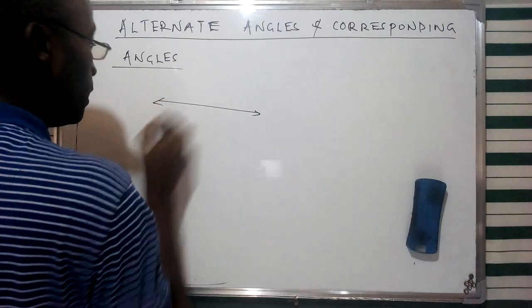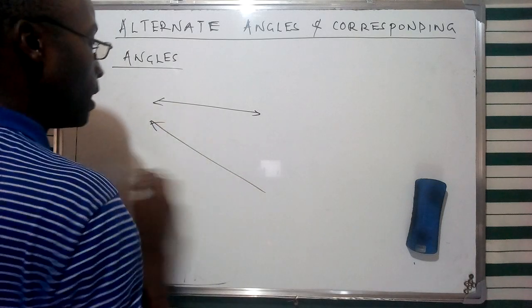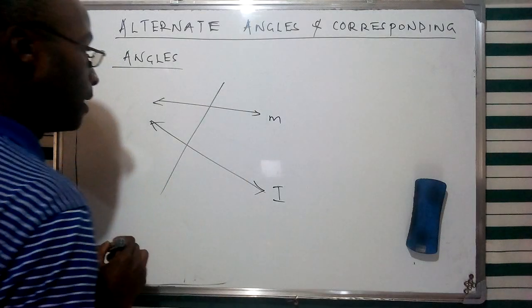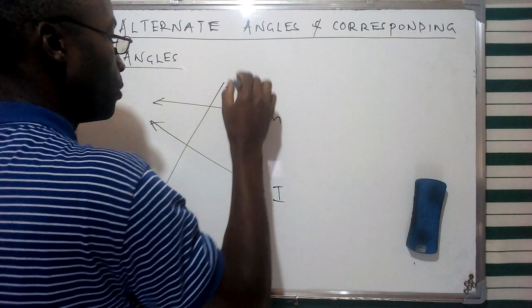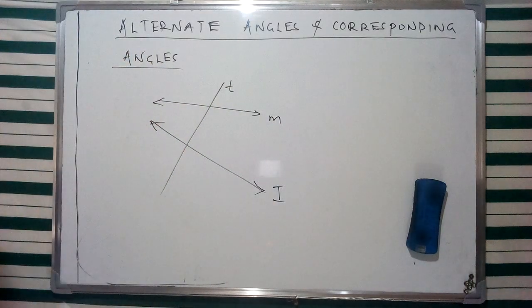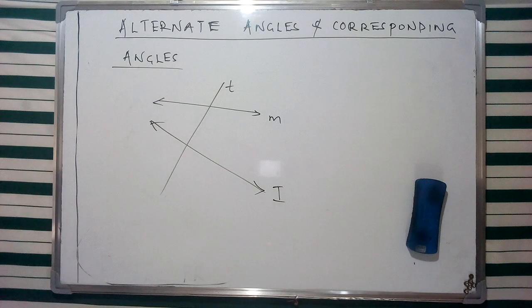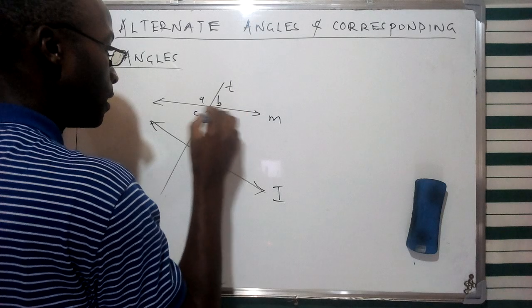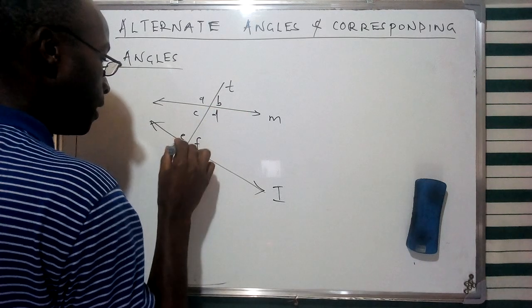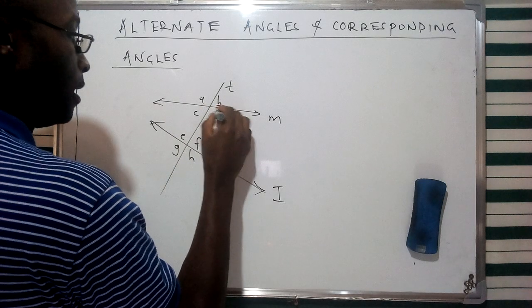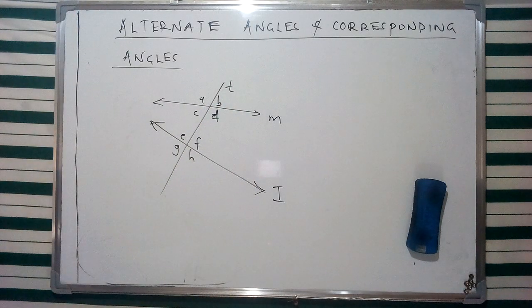So suppose we have two lines, l and m. And if there's a line cutting through them, we're going to refer to this line as a transversal. So if we have this specific line cutting through this pair of lines, we're going to end up with a number of angles which we can describe as A, B, C, D, E, F, and G, H.